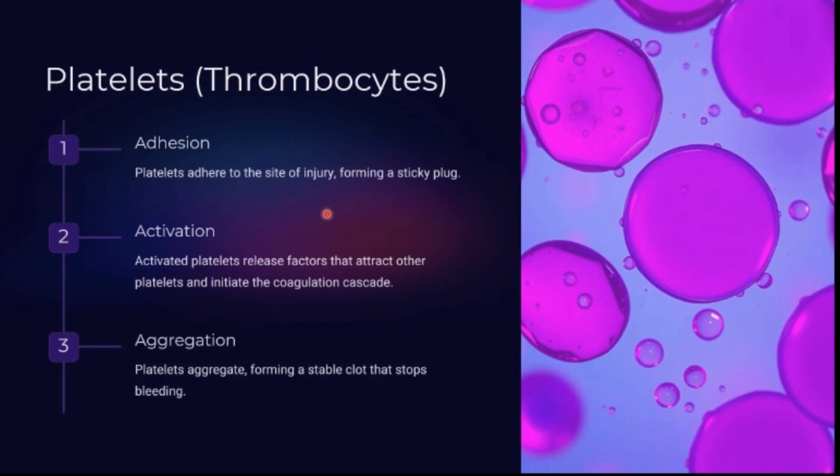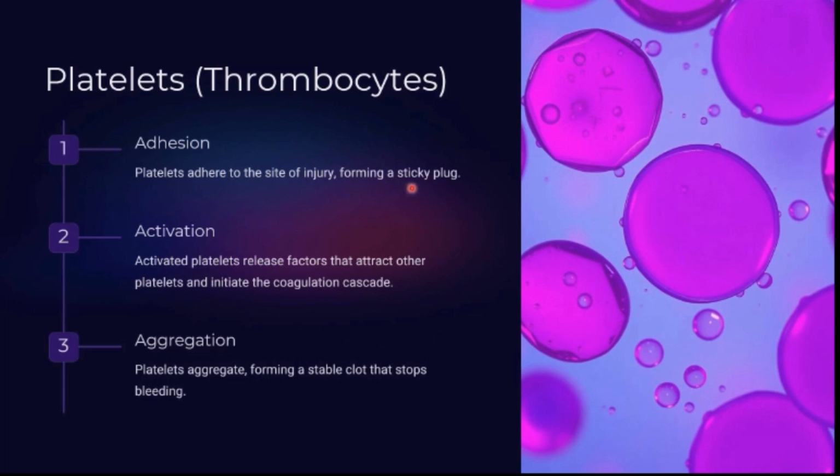They also activate the coagulation cascade, which is a series of reactions that results in the formation of fibrin, a protein that strengthens the blood clot. So activated platelets release factors that attract more platelets and initiate the coagulation cascade, which I just mentioned. This aggregation forms a stable clot that stops the bleeding.